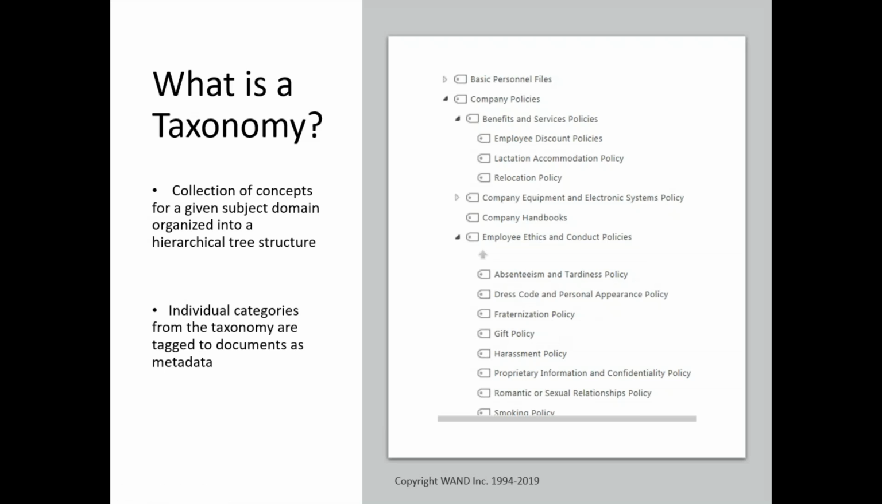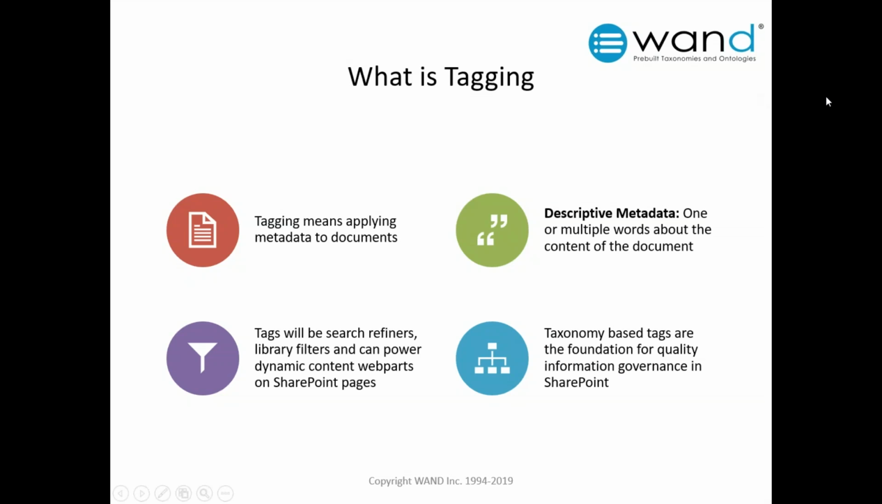The hierarchy is useful to help people navigate and find the concepts that they're interested in, and it can also be helpful to roll up and roll down. The important thing to know is that the individual categories from the taxonomy are what are going to be tagged to documents or lists or people, whatever it might be, as metadata. So if you take anything away about what a taxonomy is, I would say that it's a common vocabulary of potential metadata that can be used to describe and organize information. So that's a summary of what a taxonomy is.